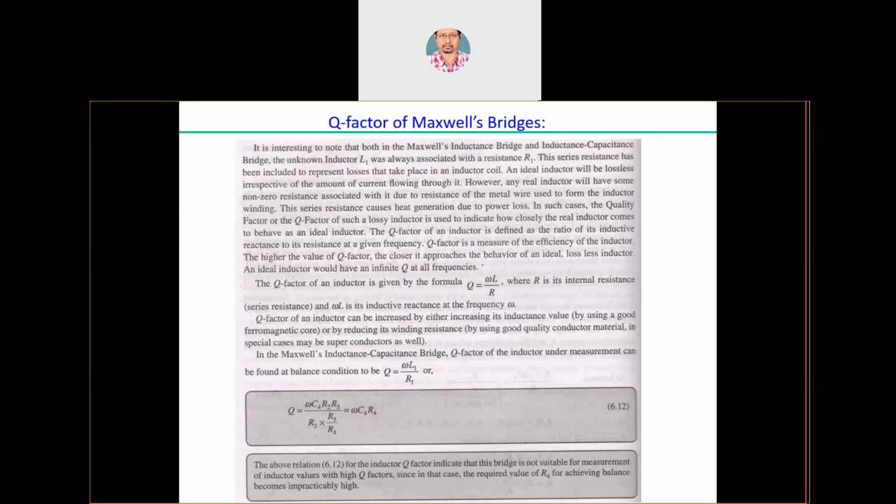Q factor primarily defines the ratio of inductive reactance with respect to its resistance at a given frequency, right? So ideally your Q factor should be very high or infinite. Q factor is infinite only if R tends to 0, that means the internal resistance of the inductor is offering zero resistance. Clear? Okay. So as far as this demonstration is concerned, how can we find out?